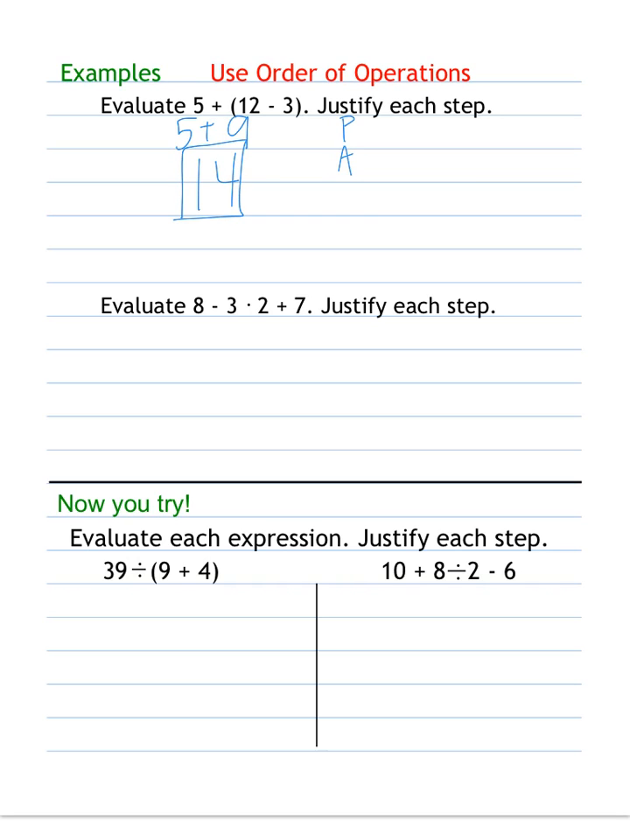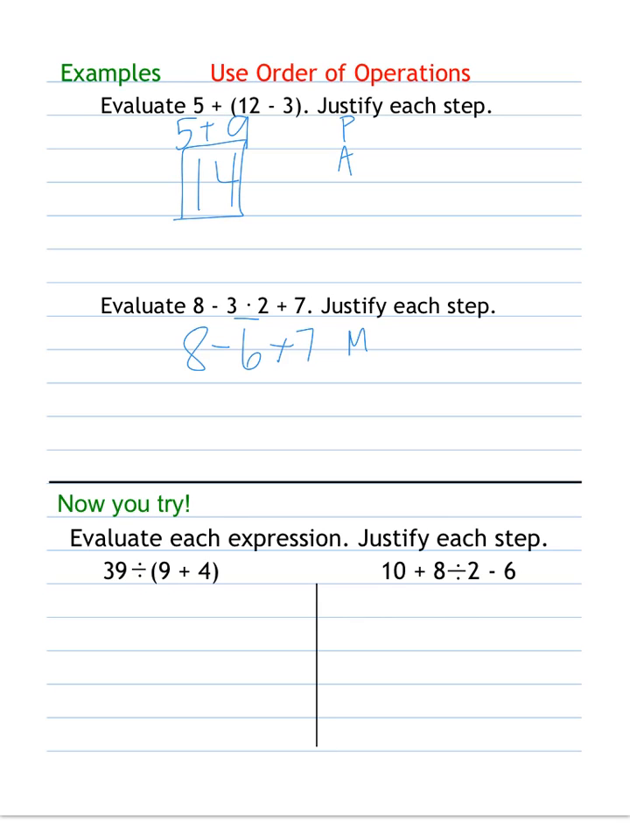Next one, 8 minus 3 times 2 plus 7. Again, we have to follow order of operations. Start with parentheses. There are no parentheses. Next, we move on to exponents. There are no exponents. Then we move on to multiplication and division. Well, we've got multiplication right here. 3 times 2 is 6. Now we copy down the rest of the things, the 8. So 8 now minus 6 plus 7. So that was our multiplication.